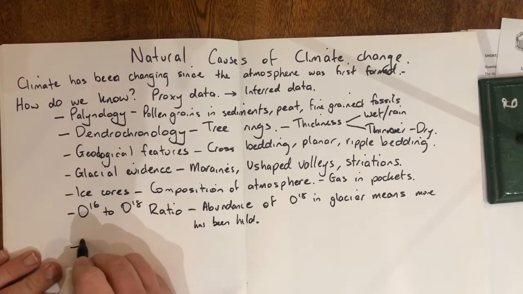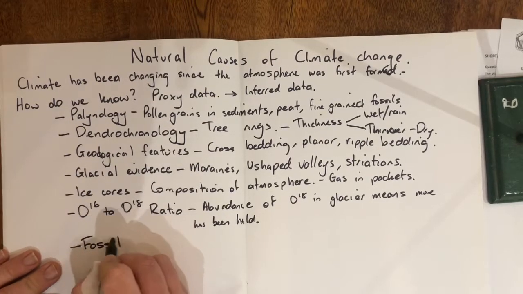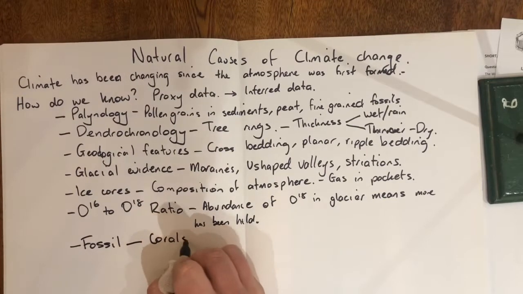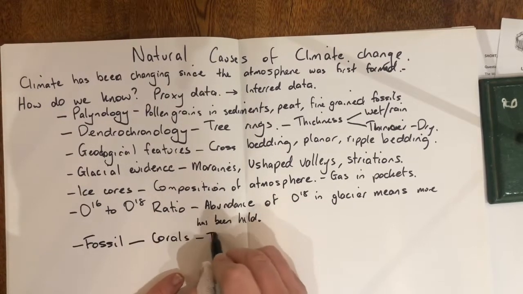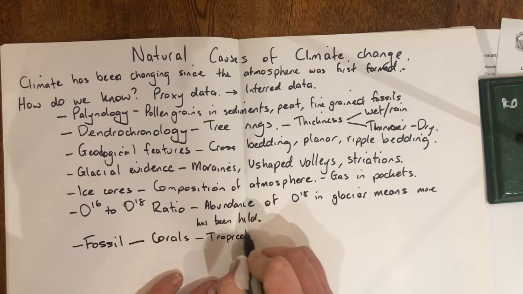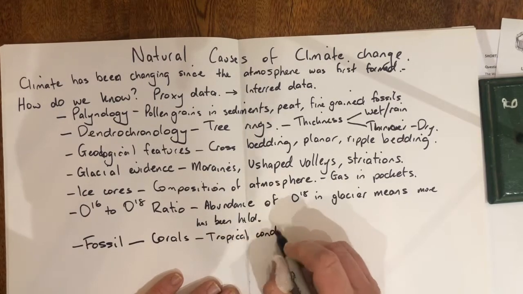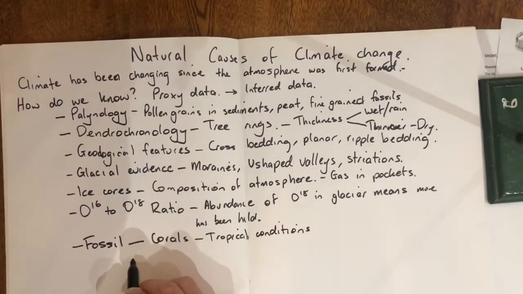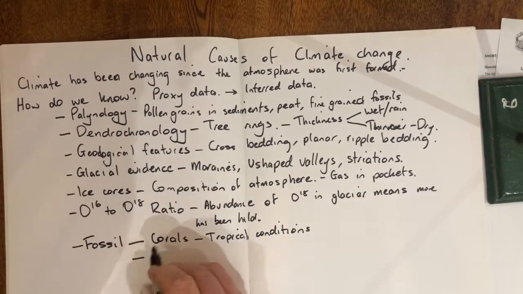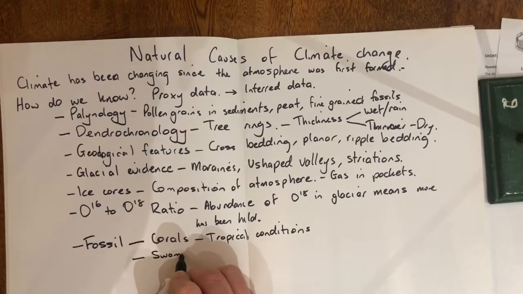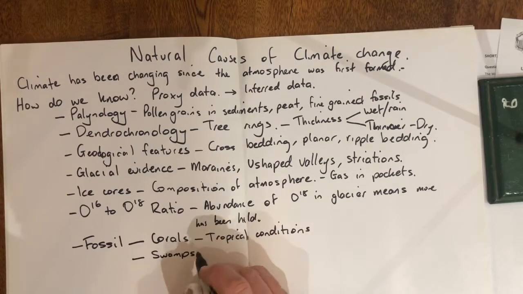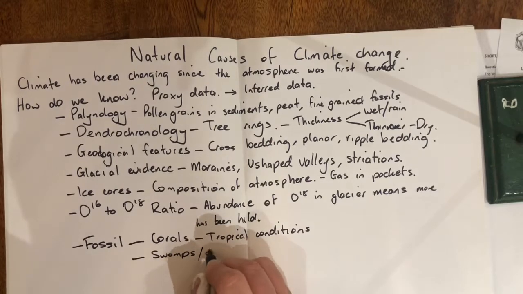Other evidence is fossil evidence. So we're thinking of corals, and that might indicate tropical conditions. We might think about swamps, or even desert features.